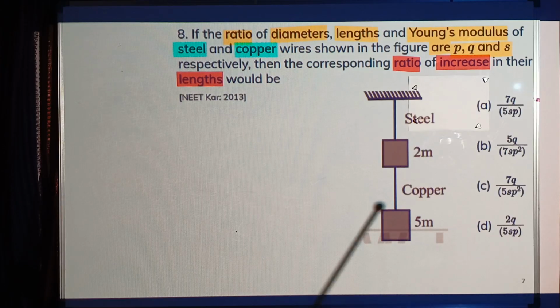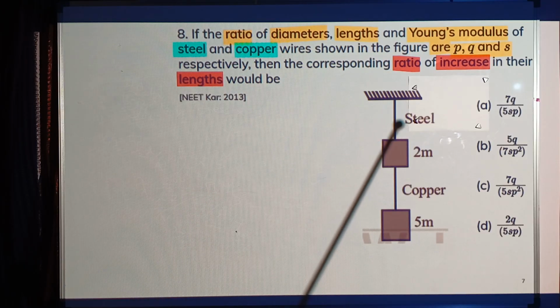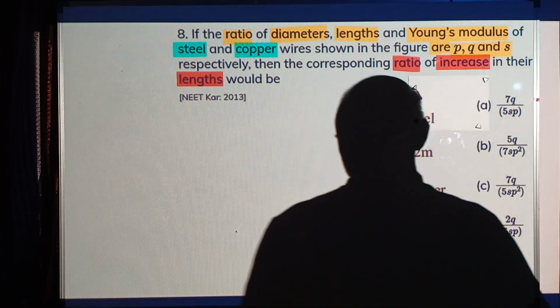Four options are given. So there is a steel wire, there is a mass of value 2m, and there is a copper wire and a mass of 5m is attached here. So obviously this wire will get stretched and this wire will get stretched. So you have to find the ratio of the increase in the length of this one and this one. You can pause and attempt this question.